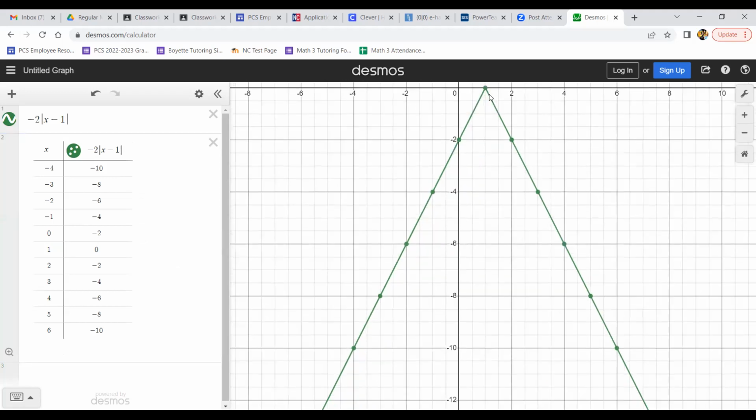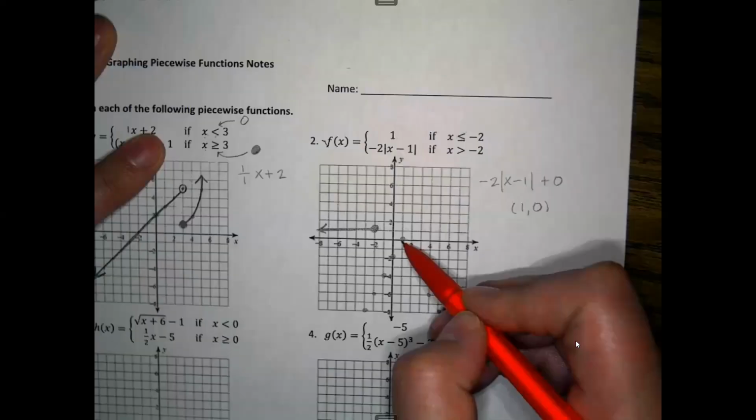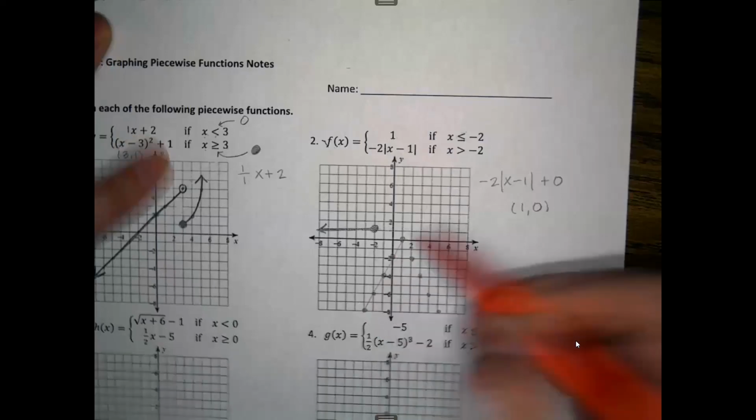And I like to do enough points that I can kind of fill up the graph that I have space for. So I'll probably go that big, to be honest. That's quite a few points though. Okay, so (-1, -4), (-2, -6), (-3, -8), (0, -2), (1, 0), (3, -4), (4, -6), (5, -8). I'm drawing these in kind of lightly.